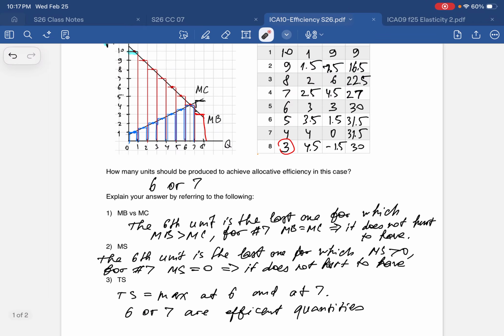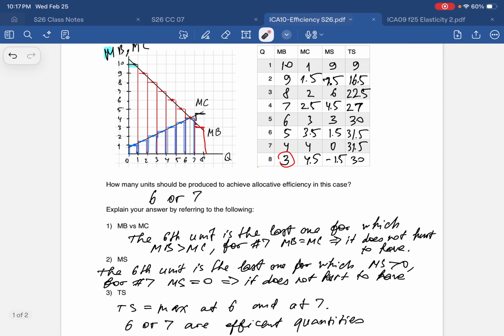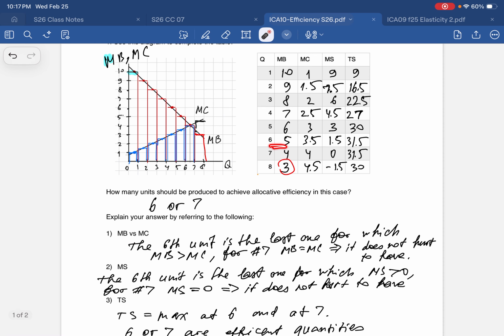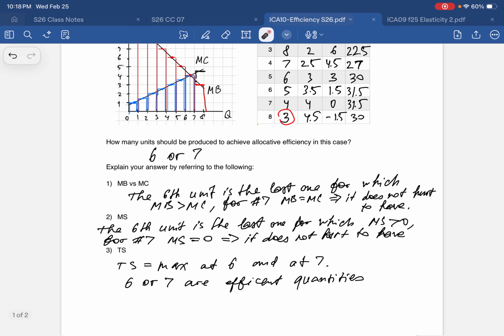And then marginal benefit versus marginal cost. The 6th unit would be the last one, right, for which MB exceeds MC. The 7th one gives you exactly the same MB as MC, so again it's a wash. So based on this logic, you can go up to 6 and do the right thing, or you can actually add the 7th and it will be just as good.